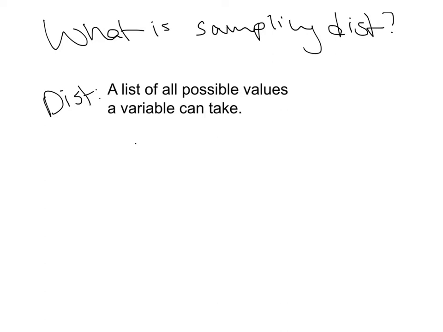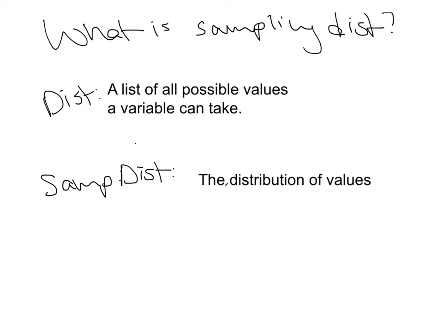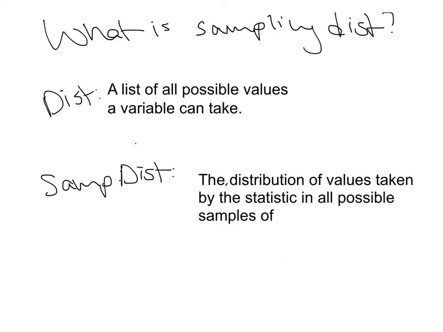And so, what is a sampling distribution? A sampling distribution is going to be the distribution of values taken by the statistic in all possible samples of the same size.